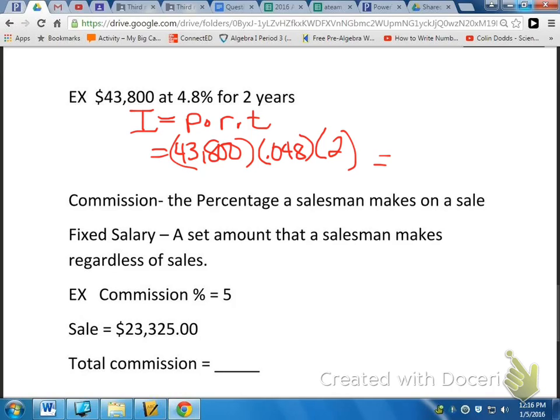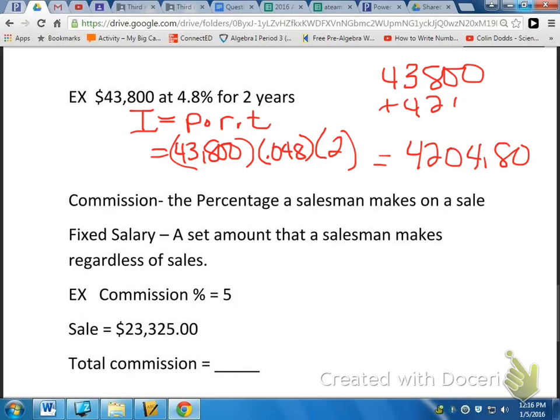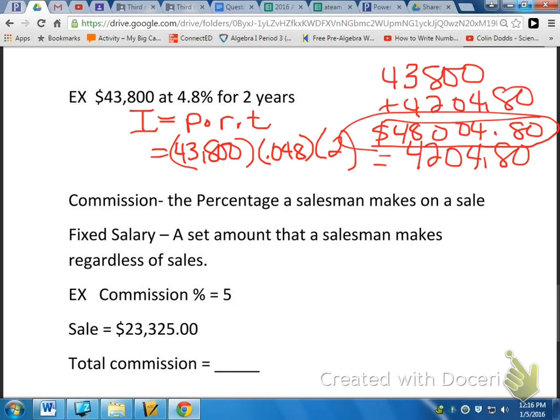43,800 times 0.048 times 2 comes out to $4,204.80. I go back and add that to my 43,800 because that was my principal. So when I get done paying everything off, I'd pay $48,004.80.